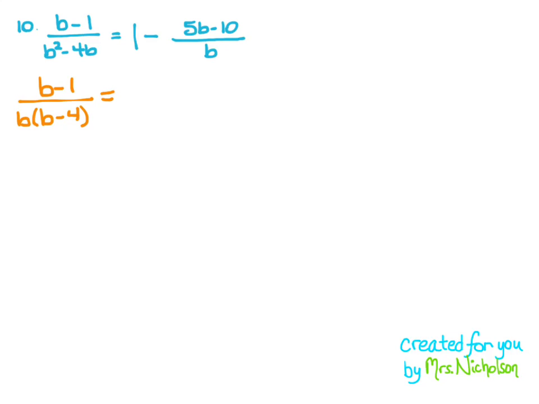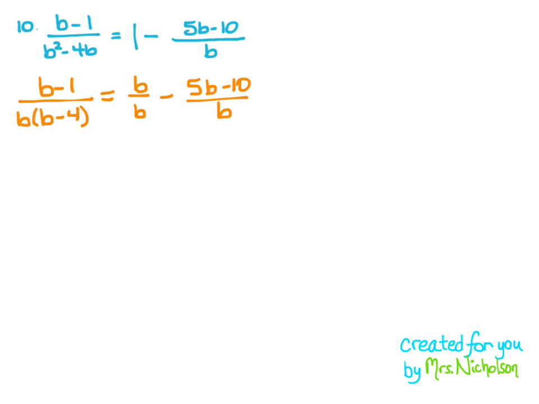equals, but here on the other side I've got a subtraction problem. I need to combine this together to where it's just one rational expression. So I need to get a common denominator, which means I'm going to rewrite 1 as b over b minus 5b minus 10 over b.